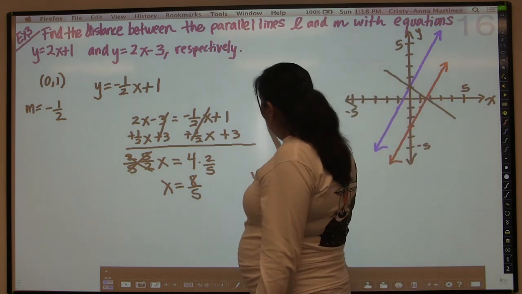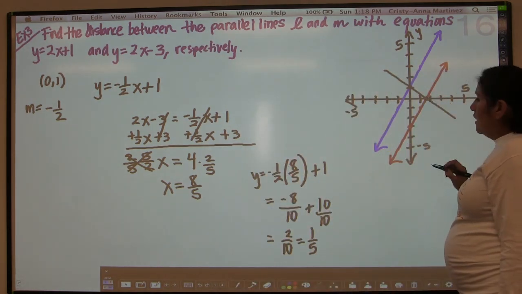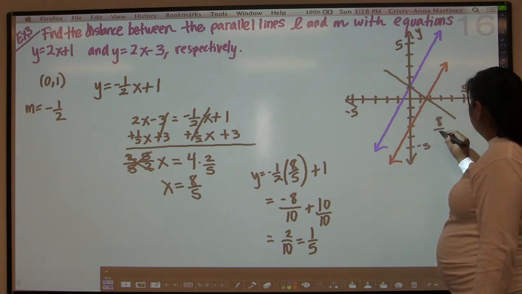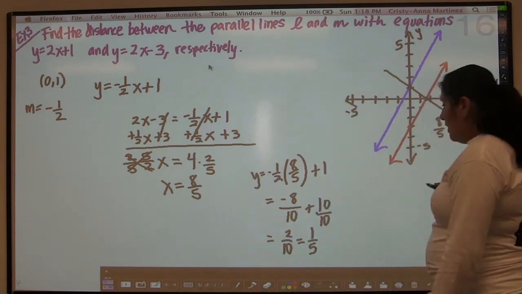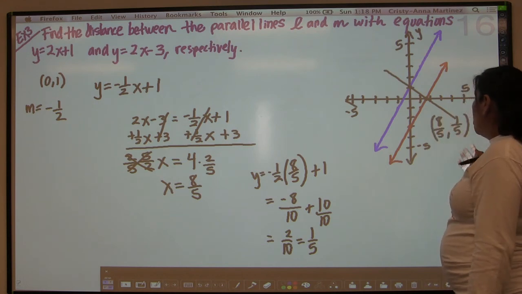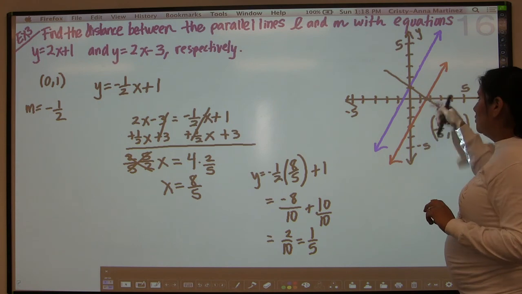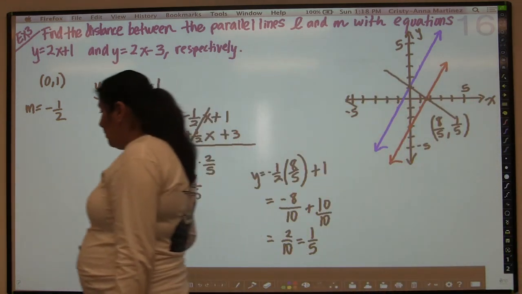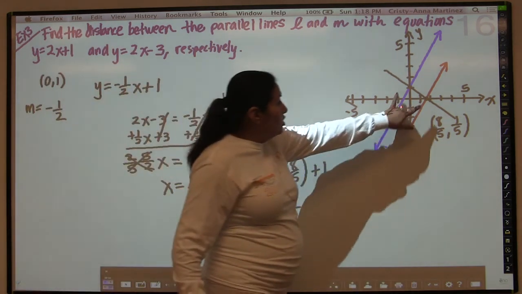But so my point of intersection, this point right here, is going to be x is 8/5 and y is 1/5. So you can see that there's no way I would have ever known that that was exactly 8/5. So I have to do the algebra to get the exact answer. Okay, so we got our point, and now it's very simple. We're just going to find the distance between those 2 points.